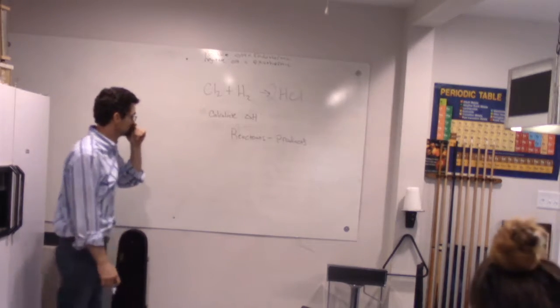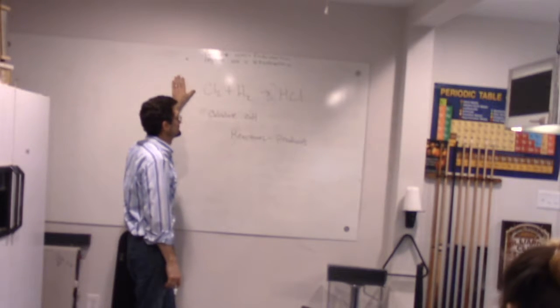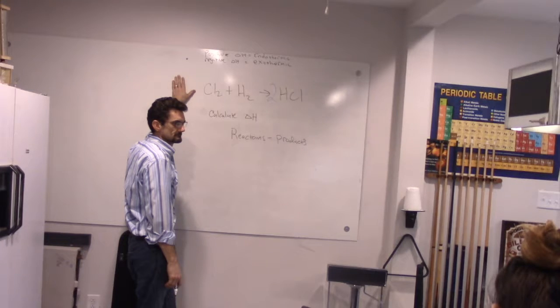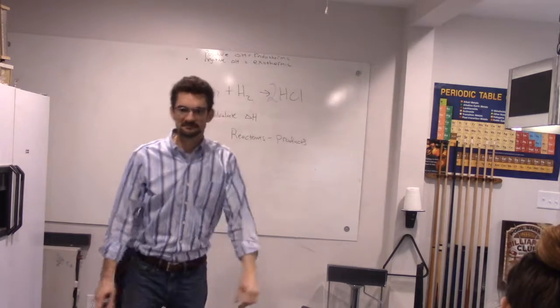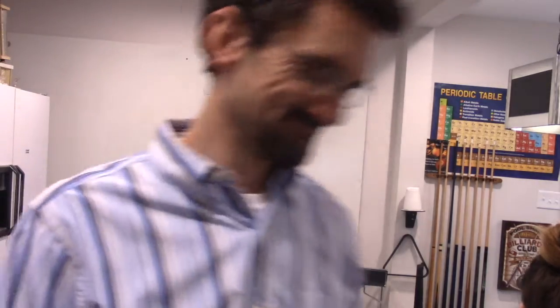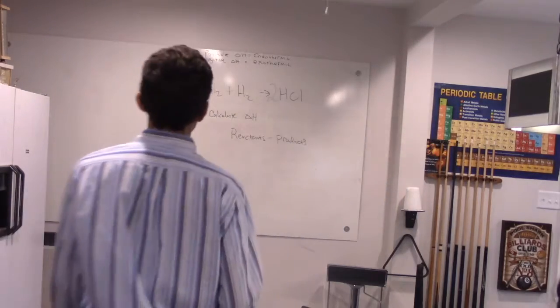428 times 2. No, it's 428 times 2 because there's 2. Are we on Cl or are we on HCl? I'm on HCl. Let's see how much Cl2 is. That's 240. 240 kJ. Right, gotcha. 240.